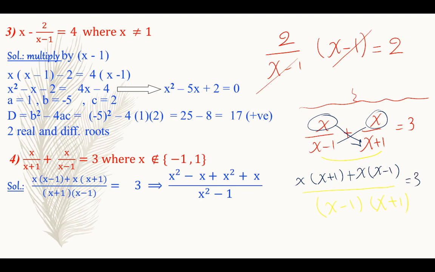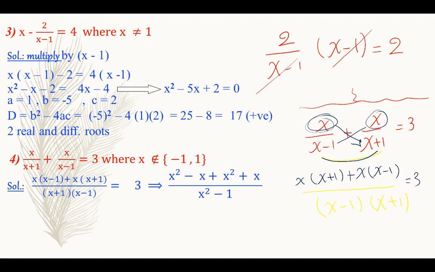Again, first we multiply the two denominators together, so we write x minus 1 multiplied by x plus 1. And we cross multiply: x multiplied by x plus 1, and the other x multiplied by x minus 1. All of this equals 3. So it will be x multiplied by x minus 1 plus x multiplied by x plus 1, over x plus 1 multiplied by x minus 1. All of this equals 3.